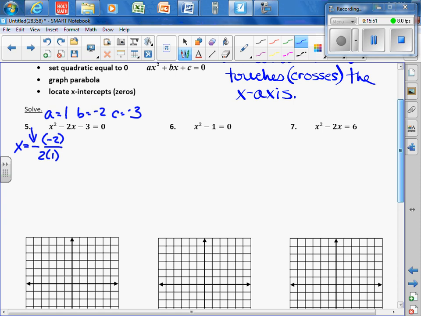In number 6, a is equal to 1, c is equal to -1. What's b equal to? Right, b is equal to 0. X equals negative, and then b is equal to 0, over 2 times 1. X equals 0.